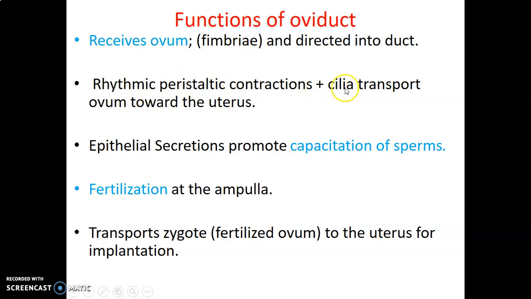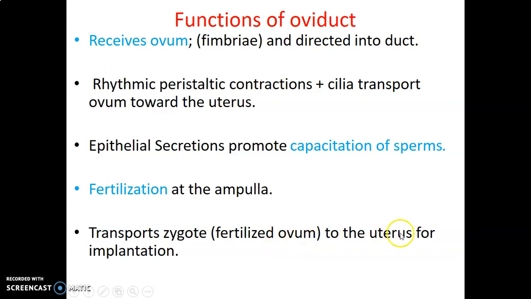The secretory cells lining the oviduct promote capacitation of the sperm. Remember, capacitation is whereby you remove the glycoprotein coat from the sperm. It occurs in the female reproductive tract, and it lasts 5 to 7 hours. Fertilization occurs at the ampulla of the oviduct, and the oviduct also transports the zygote of the fertilized ovum to the uterus for implantation.